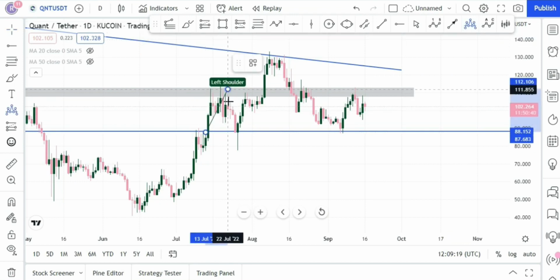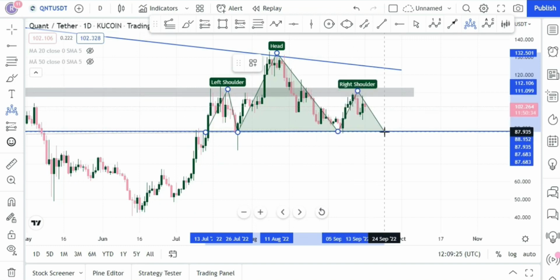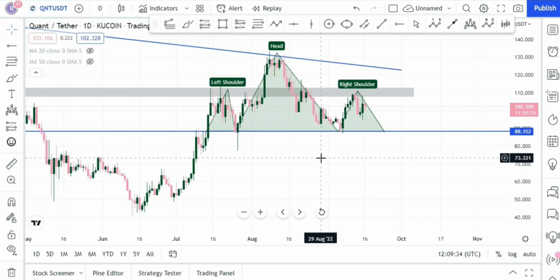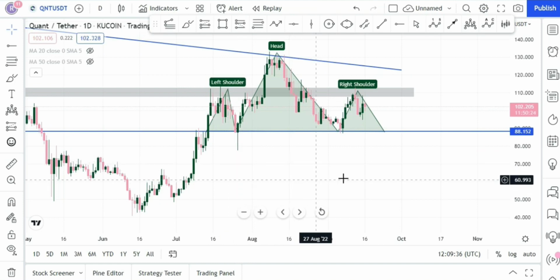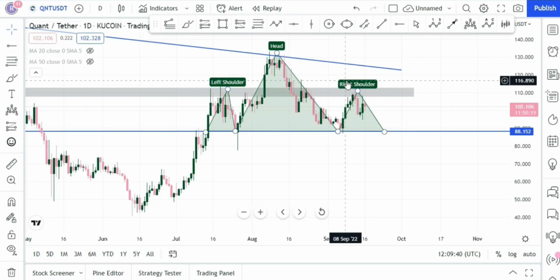That would have created the opposite of an inverse head and shoulders pattern, which is a regular head and shoulders pattern right here. This wouldn't be looking too good, but we would have to see when we come to the $88 mark whether it holds its support, for us to even start analyzing if the pattern is legit. We haven't had that just yet. It's just a scenario I'm presenting to you that could also potentially happen on the Quant price.